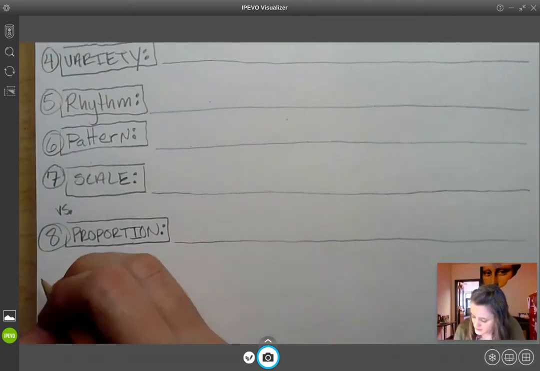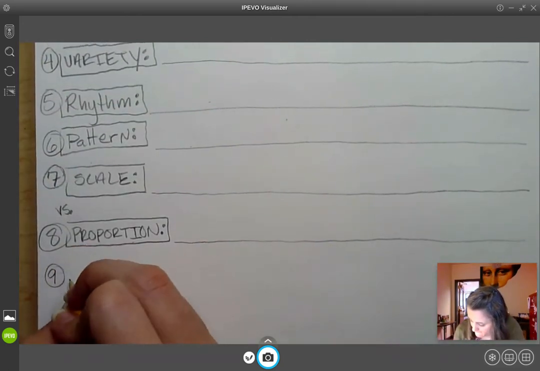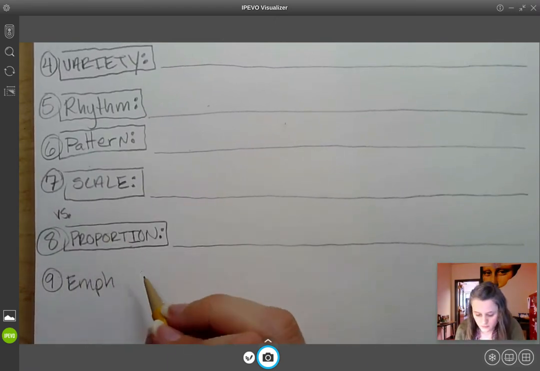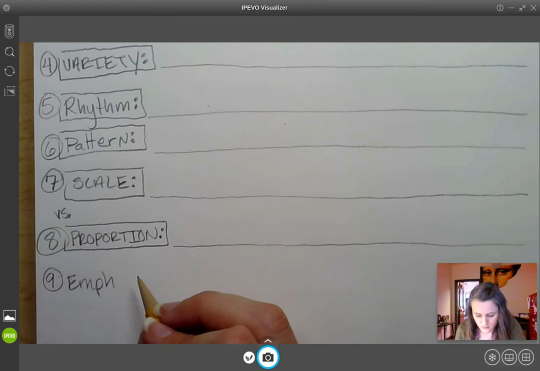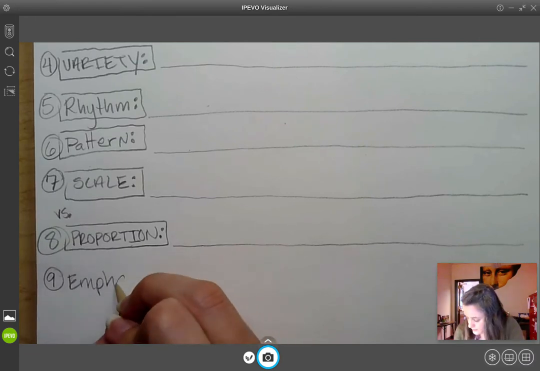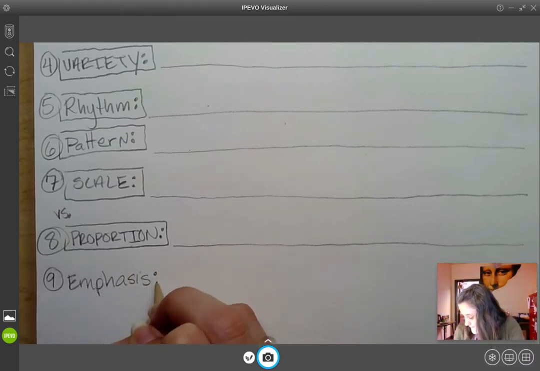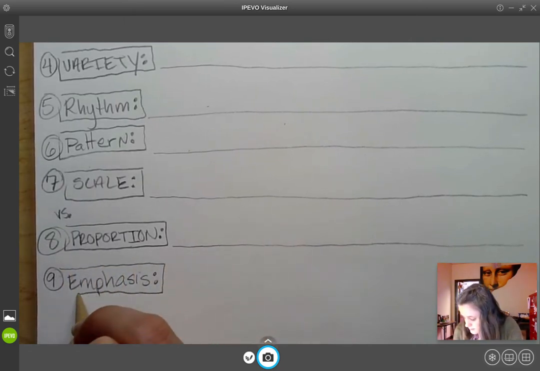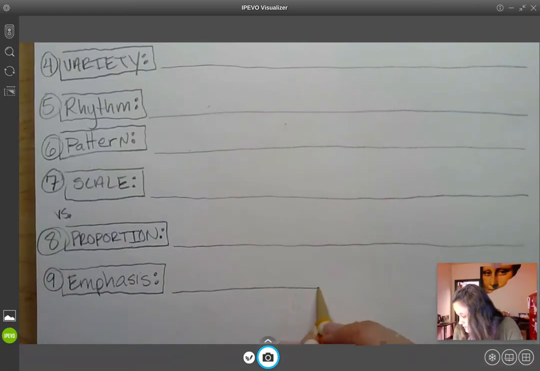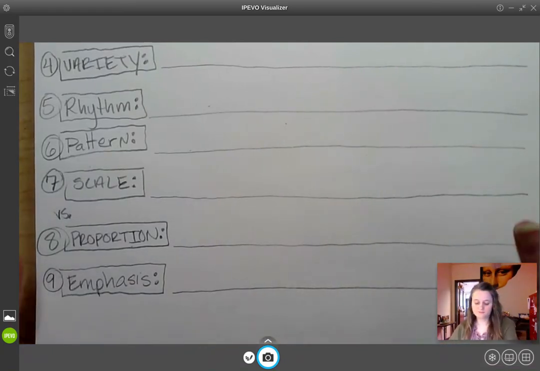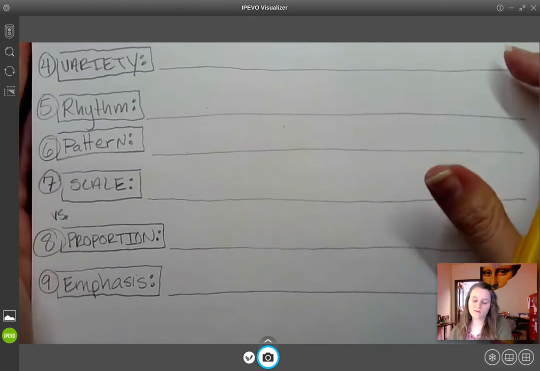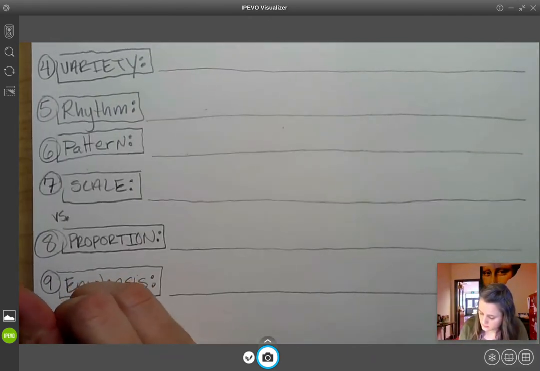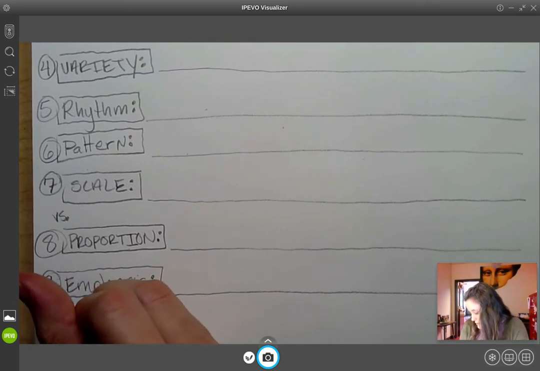We're going to go for emphasis. Oh, sorry. Which is one of my favorite principles of design. And then my last favorite, contrast.